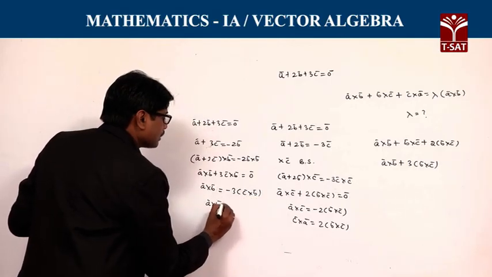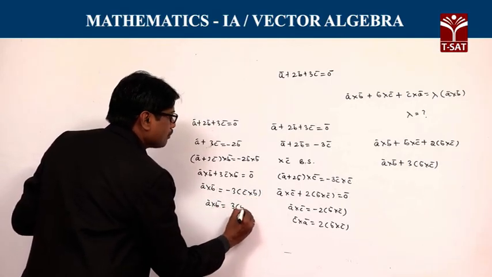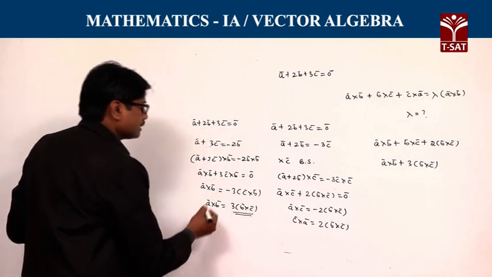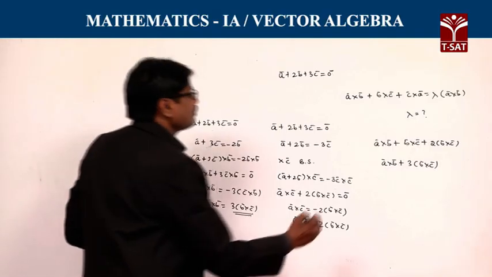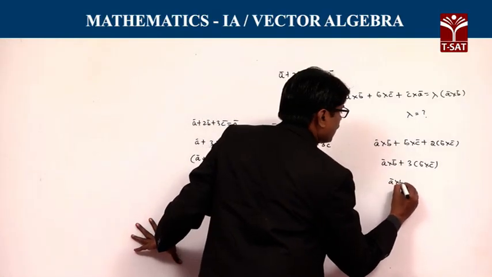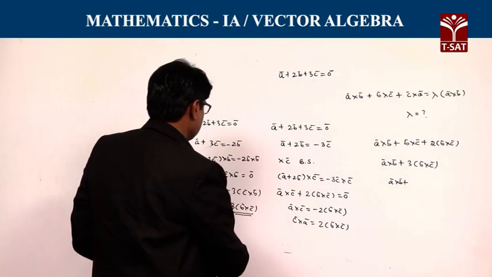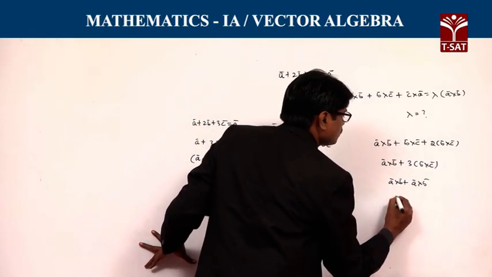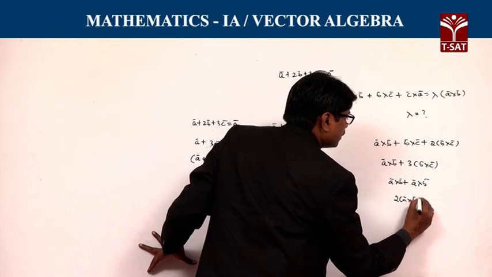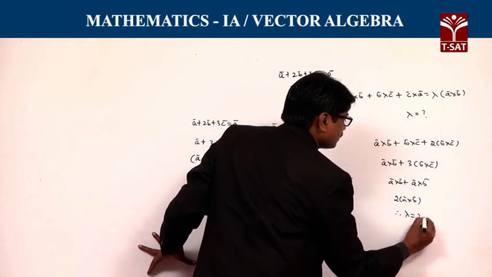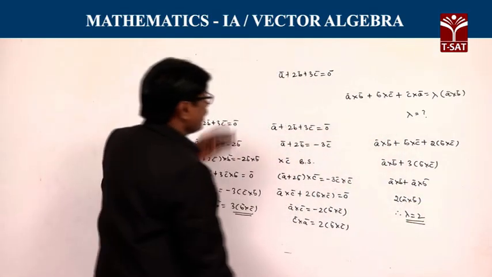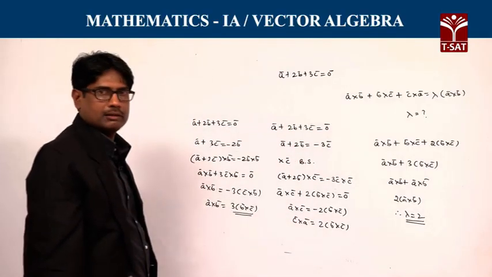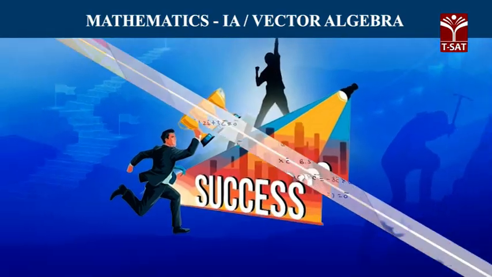Moreover, A bar cross B bar is equal to 3 times of B bar cross C bar. In the place of B bar cross C bar replaced by A cross B, then it will be A bar cross B bar plus 3 times of B cross C equal to A bar cross B bar plus A bar cross B bar, which is 2 times of A bar cross B bar. Therefore, lambda is equal to 2. And expressing A cross B, B cross C, C cross A in terms of A cross B. Application of the cross product.